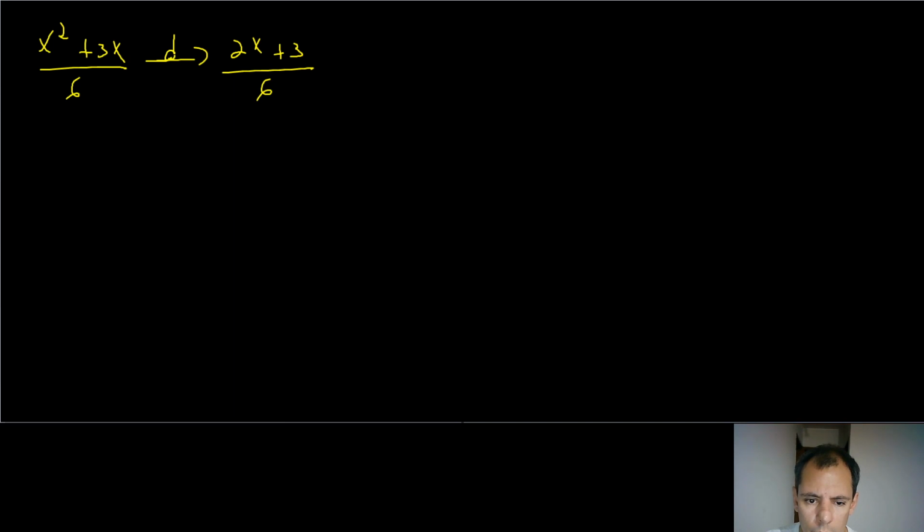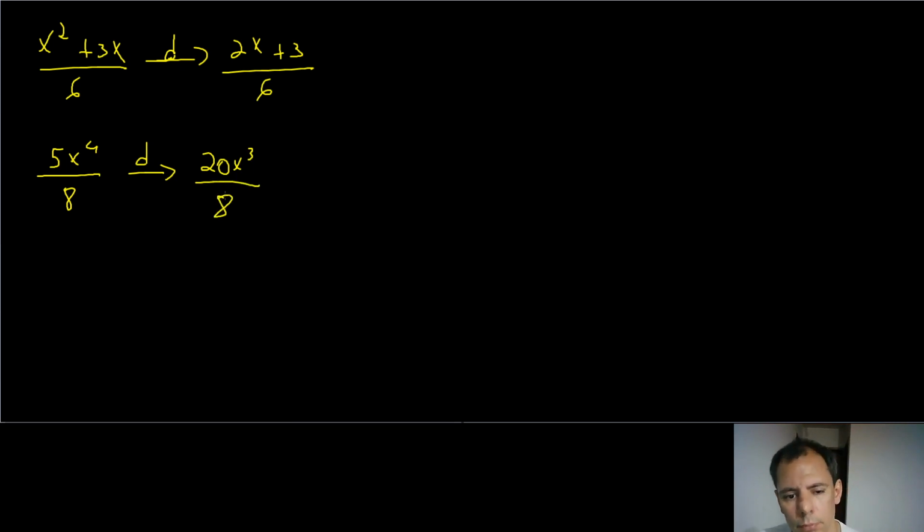Okay. Now another one is 5x to the fourth divided by 8. Differentiate that. So it's going to be 20x cubed over 8. Okay. You can simplify this if you want. So simplifying is going to be dividing everything by 4. We got a 5x cubed over 2. You can do that if you want.